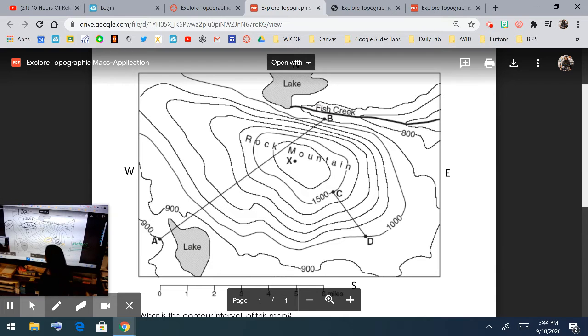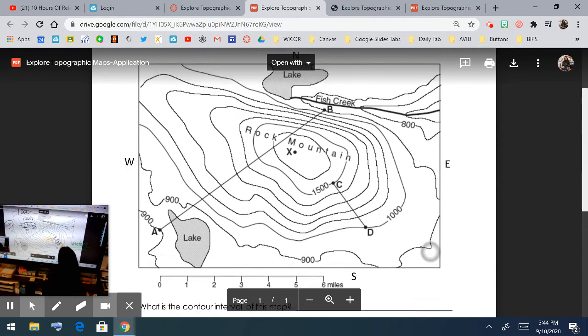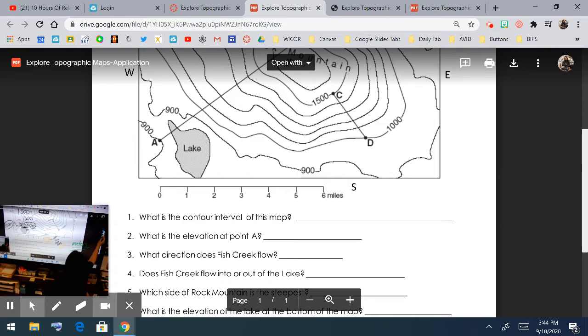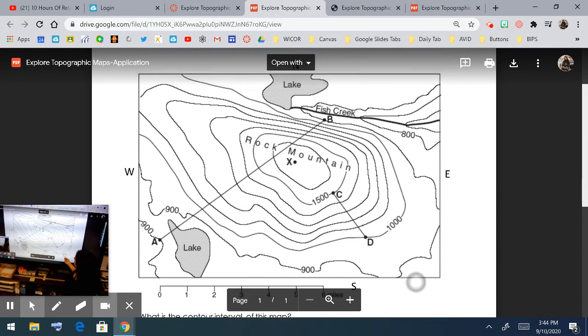So the contour interval, if I scroll down, on this map is going to be 100 meters. I'm going to give y'all that to kind of help you out so you have it and you're good to go. Okay, so 100 meter contour interval. So I'm going to get rid of that so I can scroll back down and talk about this.